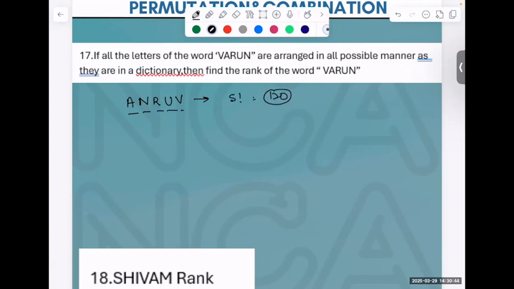But he's not asking this. He said only if these alphabets were there, what would be the rank of Varun? It's a confirmed question, which has come now for India this time around. Okay, so which is the first alphabet we have?